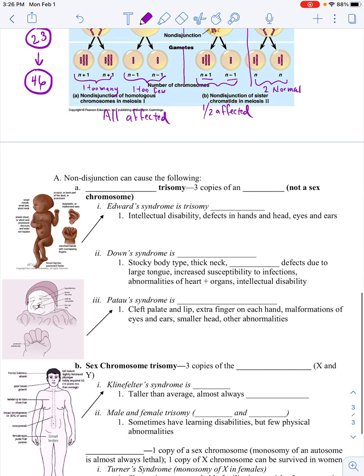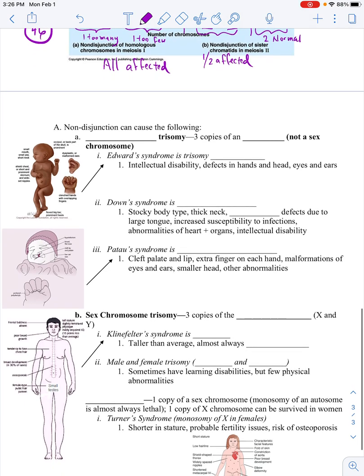Now, what can happen if a gamete that has experienced non-disjunction actually is the gamete that is involved in fertilization? Well, you can have an offspring that has a genetic abnormality, and they are typically called trisomies or monosomies. Trisomies mean the organism has 3 copies of a chromosome when they should only have 2. And monosomies mean they have 1 copy instead of 2 copies.